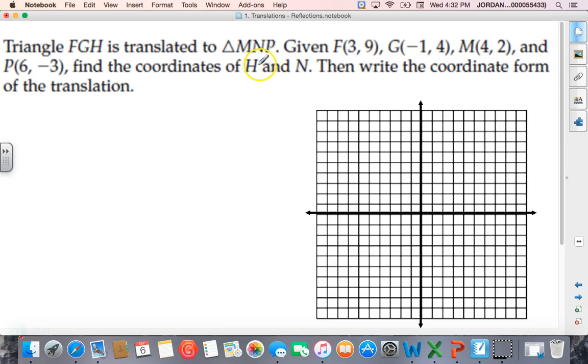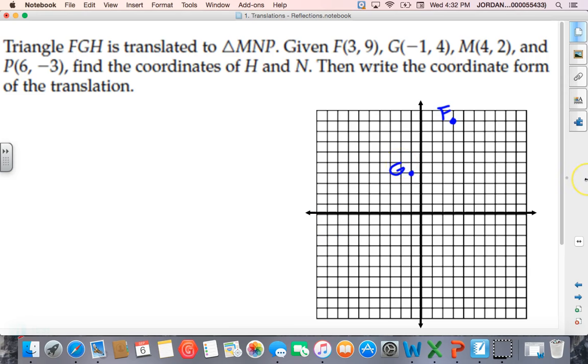All right, so what we're going to do is graph the points that we were given originally. So let's say we start with the triangle that we started out with, FGH. So let's graph F and G. F is at 3, 9: over 1, 2, 3, and up 1, 2, 3, 4, 5, 6, 7, 8, 9. And then G is at negative 1, 4. All right, so this is F, and this is G.